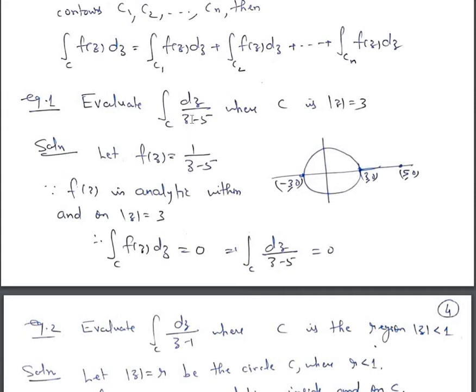Evaluate integral over C dz upon z minus 5, where C is |z| = 3. Now, what does |z| = 3 represent? |z| = 3 represents a circle having center at (0, 0) and radius 3. That means the circle will pass through the points (3, 0) and (-3, 0). Now, if we take f(z) as 1 upon z minus 5, it is not analytic at the point z = 5, that is the point (5, 0), and this point is outside this circle. Therefore, inside this circle f(z) is analytic at every point. So, by Cauchy's theorem we have integral over C f(z) dz is equal to 0. That means, integral over C 1 upon z minus 5 dz is equal to 0.